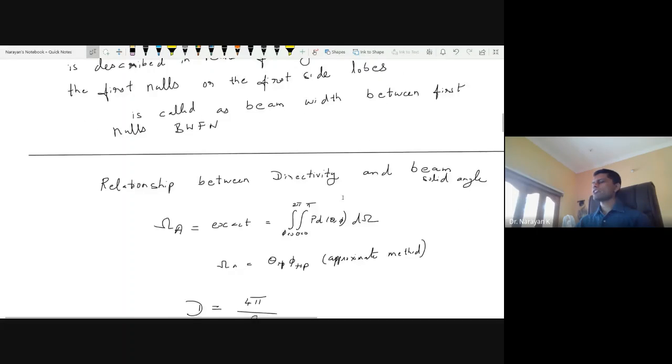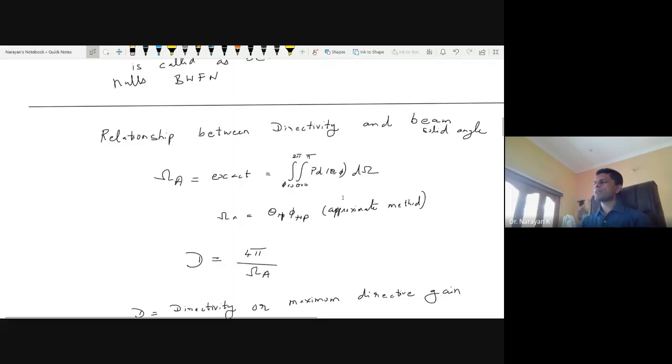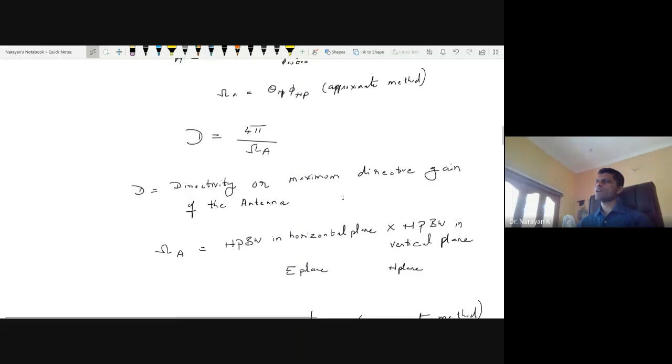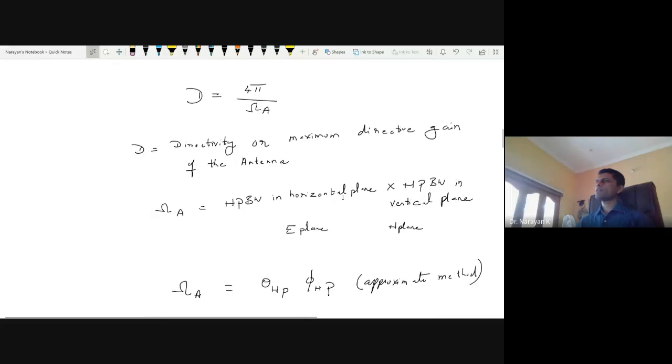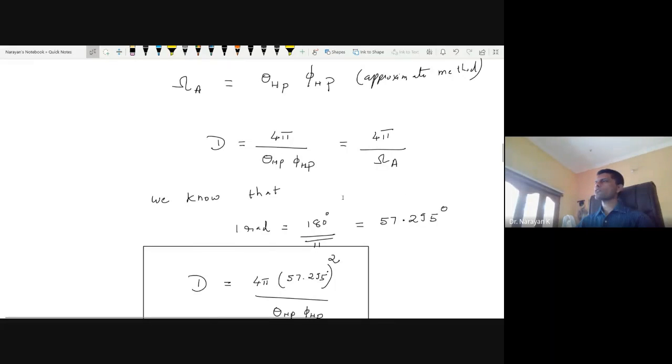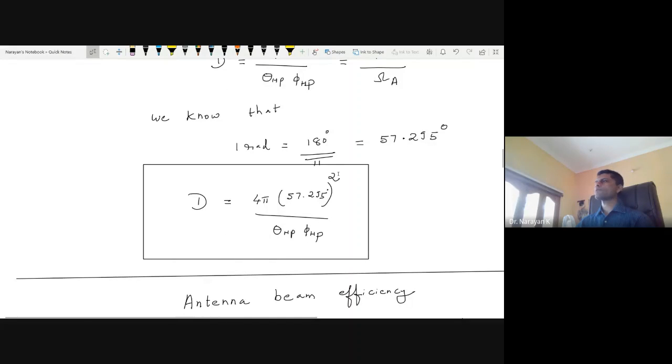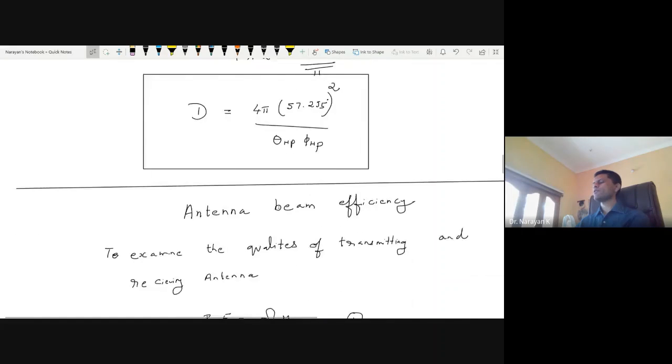Then we have understood the relationship between directivity and beam area. Directivity is given by 4 pi divided by total beam area, where omega is the beam area. In the approximate method, we find the beam area as theta hp into phi hp, that is half power beam width in the horizontal plane into half power beam width in the vertical plane. So you get 4 pi divided by theta hp phi hp in radians. To convert into degrees, 1 radian is 180 degrees by pi, which is 57.295. Since there are two components, it becomes squared. So 4 pi into 57.295 squared divided by theta hp into phi hp.